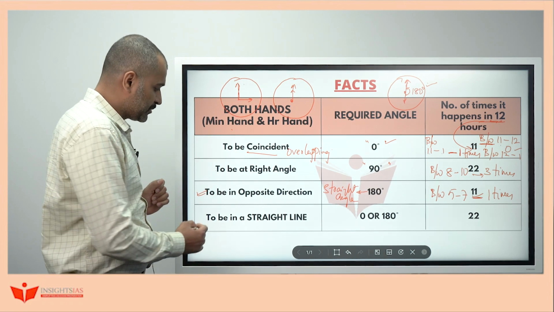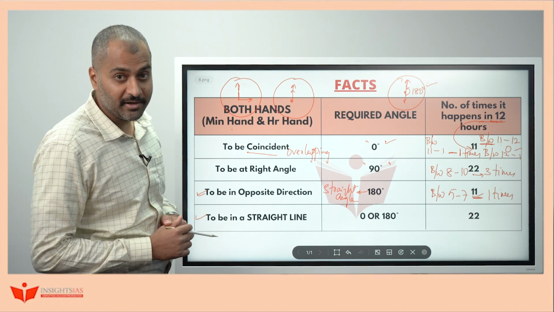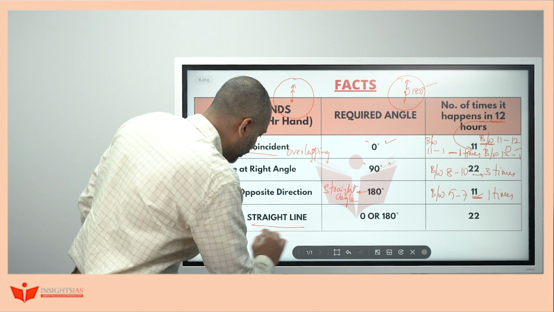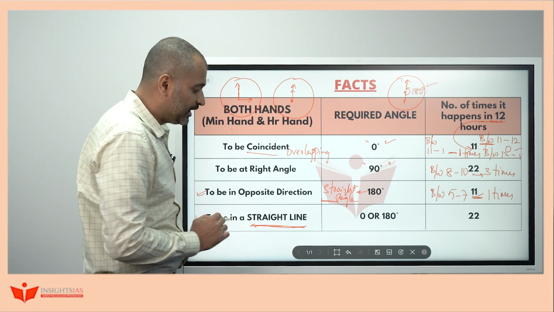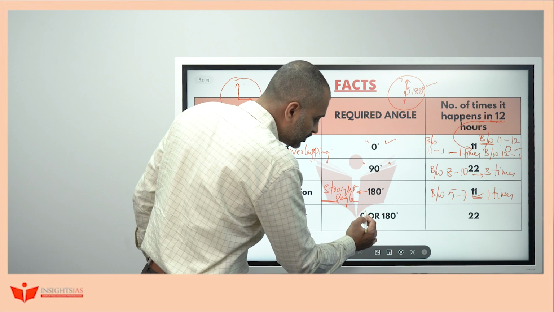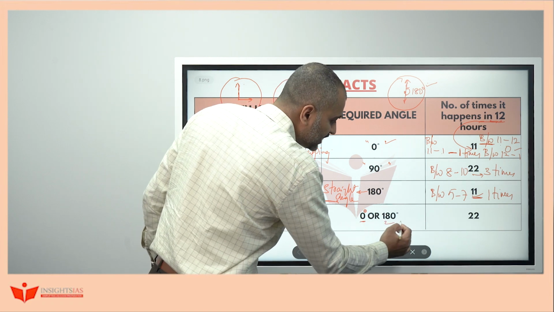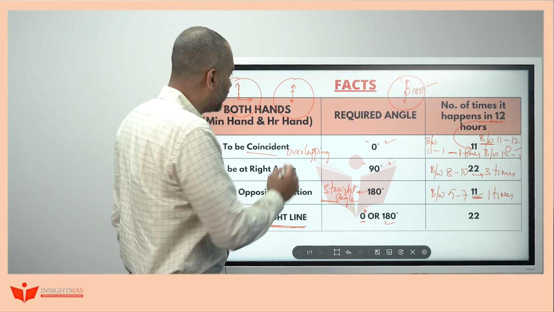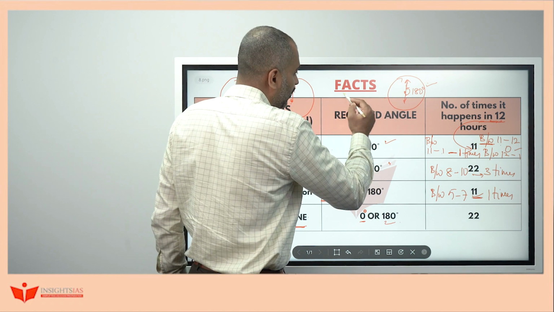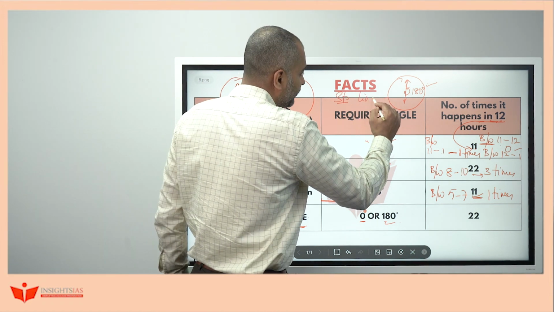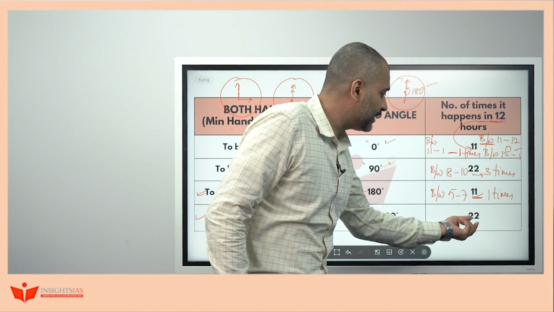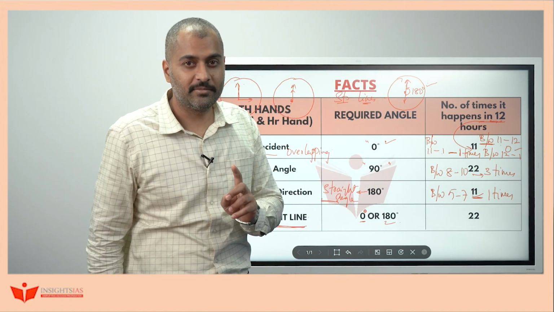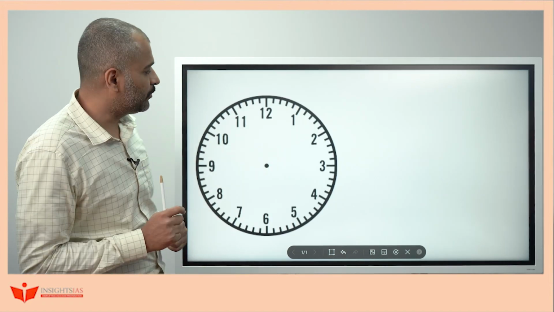Next fact. To be in a straight line. Know this one, very important. Straight line is different, straight angle is different. Straight line includes 0 degree as well as 180 degree. They are in a straight line. How many times? 11 times, 11 times. So, totally 22 times. Before solving the question, know some more facts here.